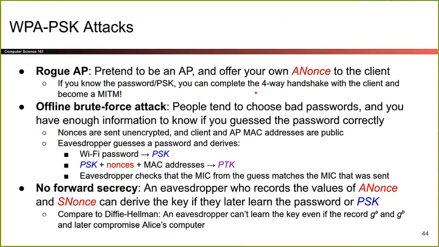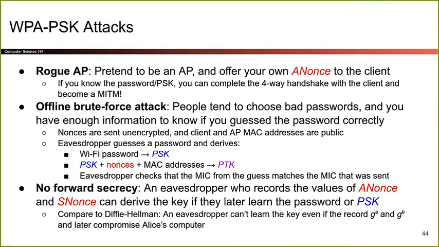Okay, so let's talk about attacks. Whoa, that was a lot. Okay, I guess this was not animated, but yeah, there are a lot of different attacks on WPA. So the first one is called Rogue AP. Basically, kind of similar to the previous attacks. All you have to do is pretend to be an access point, and the person connecting will have no idea that you're not the actual access point.